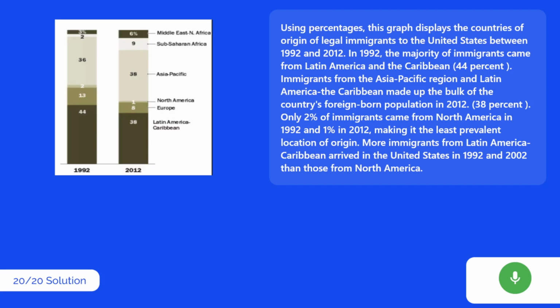2012, 38%. Only 2% of immigrants came from North America in 1992 and 1% in 2012, making it the least prevalent location of origin. More immigrants from Latin America and the Caribbean arrived in the United States in 1992 and 2002 than those from North America.